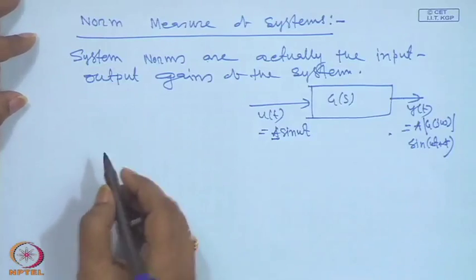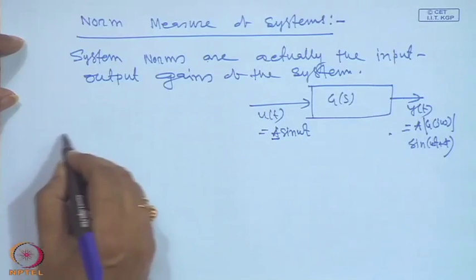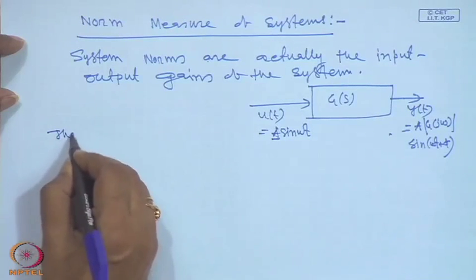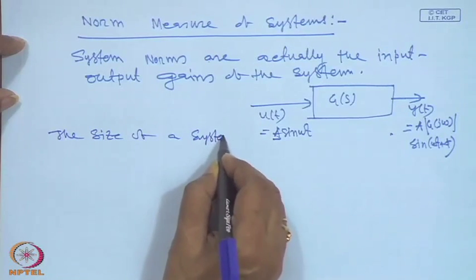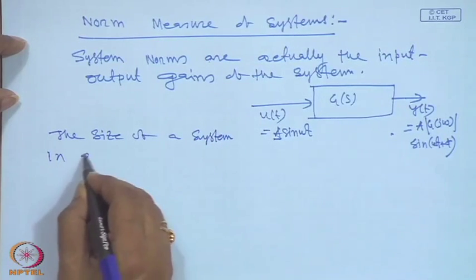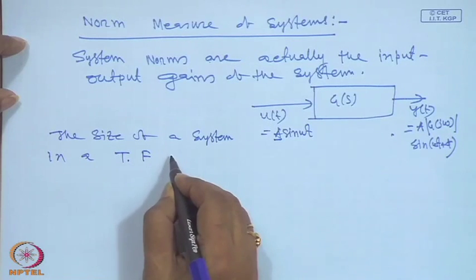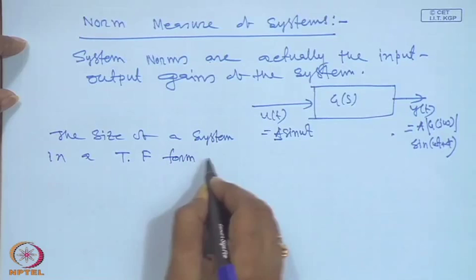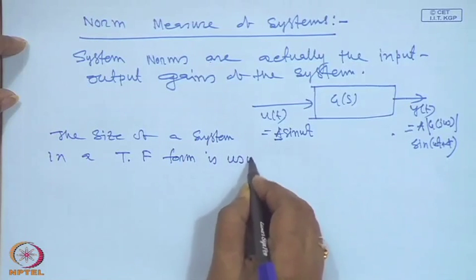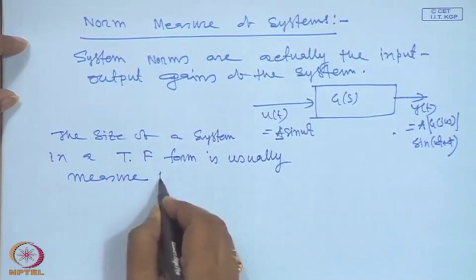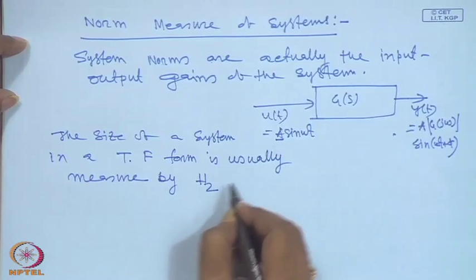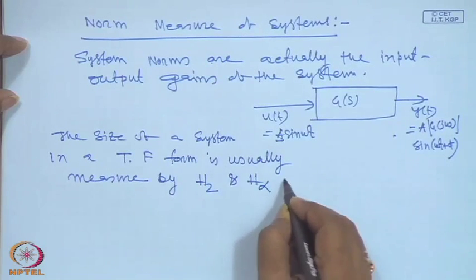So, now the question is, what is the size of a system in transfer function form? It is usually measured by the H2 and H infinity norm.